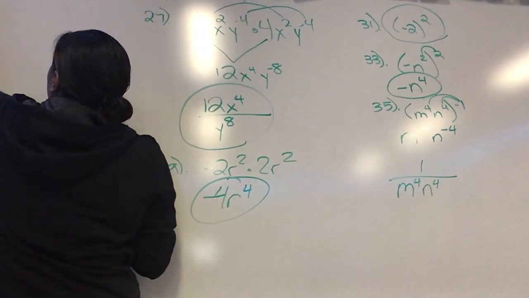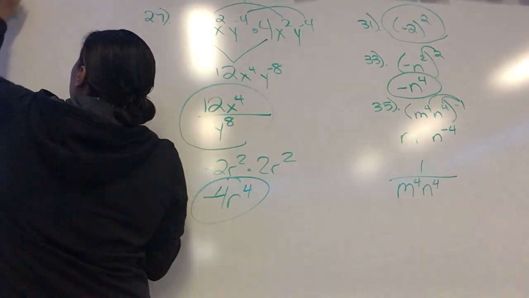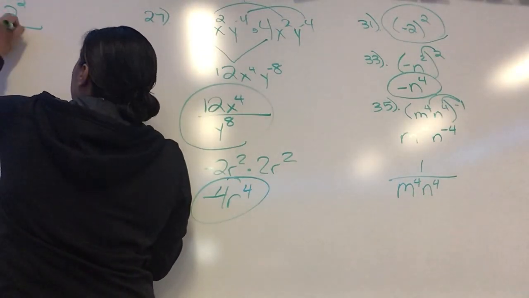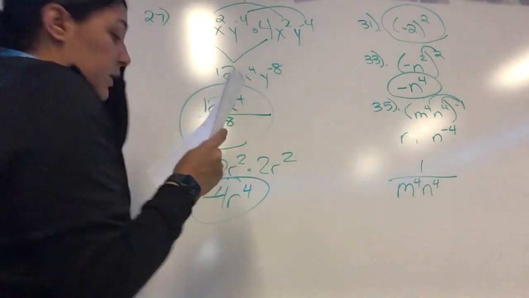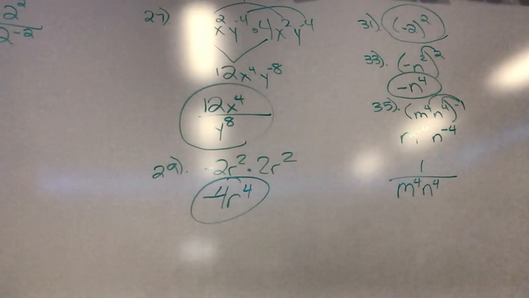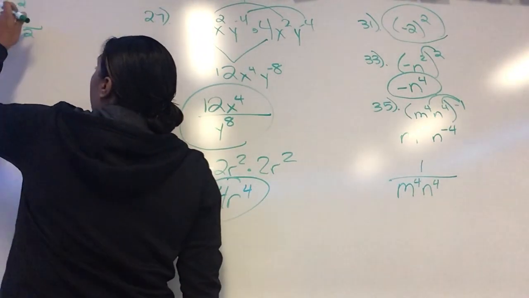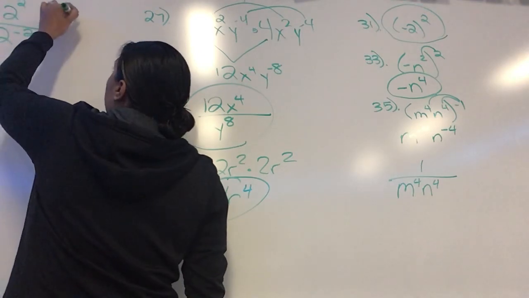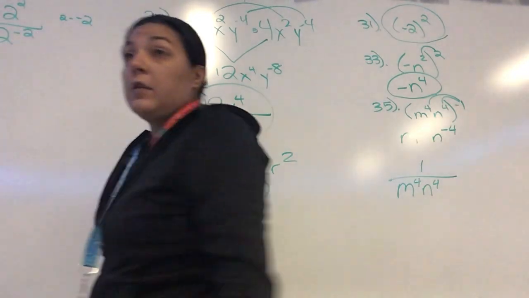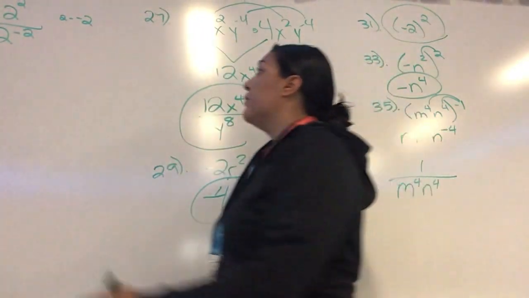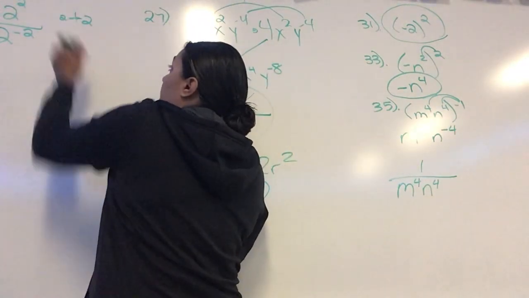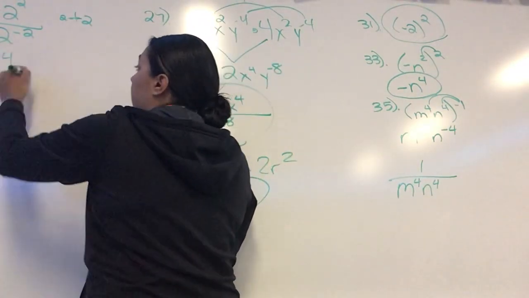Okay, 37. I got 2 to the 2 over 2 to the negative 2. What kind of rule is this? Division. It's division, okay? So we're gonna subtract the exponents. So it's gonna be 2 to the 2 minus negative 2. So it's gonna be a positive 4, okay? Negative negative makes a plus, so it's gonna be to the 4th power.